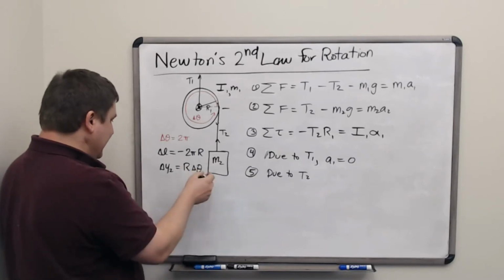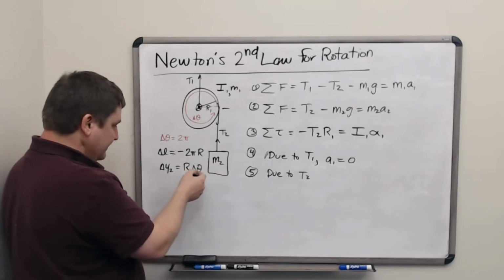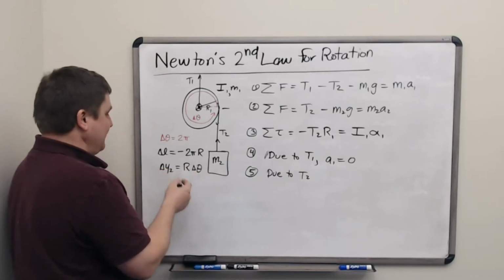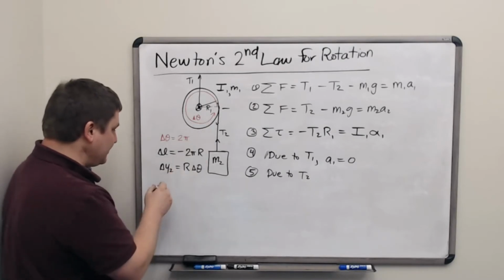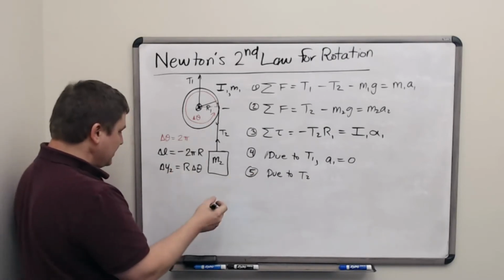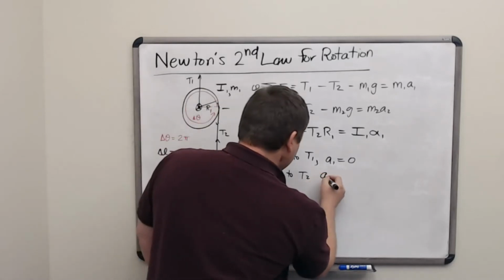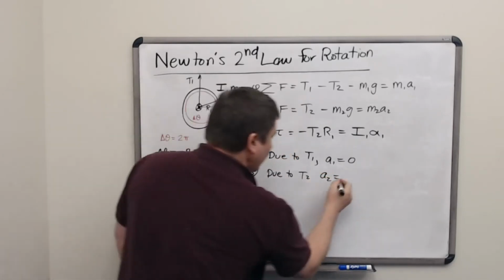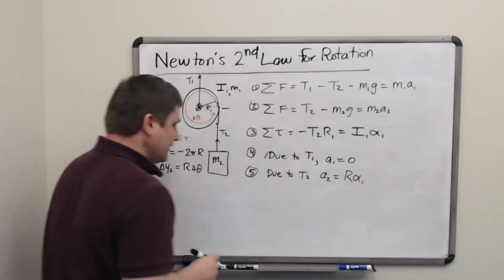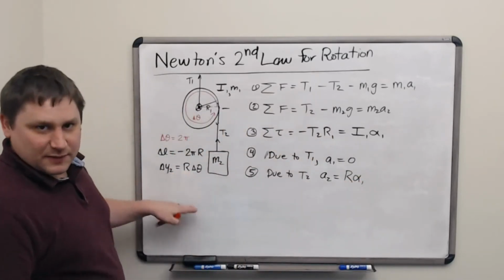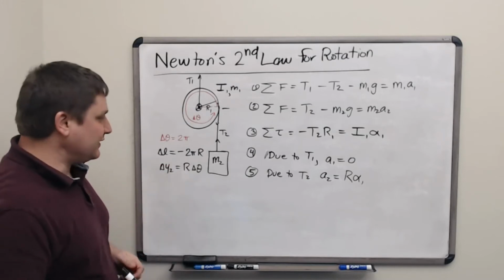Yeah, if it rotates 2 pi, then this moves up a whole circumference. If it rotates pi, then this moves up by half a circumference. So this is a constraint equation for the string at T2, and it means that due to T2, we're going to have A2 equals R times alpha 1. So I can just do this.